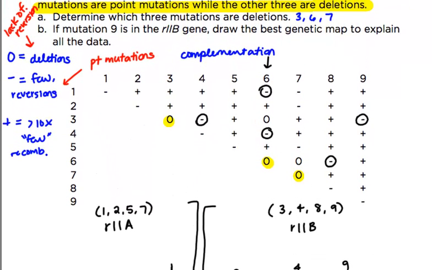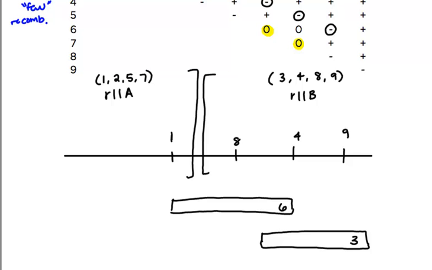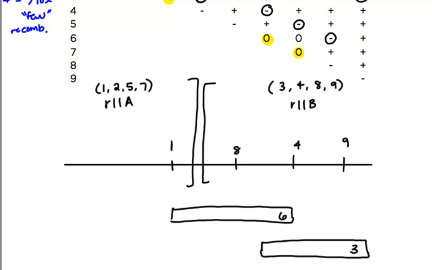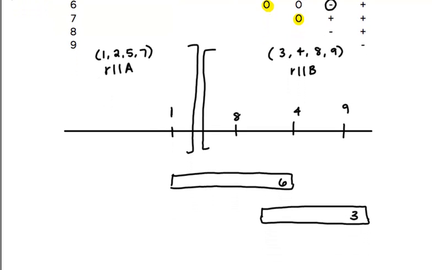Now let's look at deletion 7. If you look down the column for 7, we see that it does not recombine with mutation 1, mutation 2, or mutation 5. So we know it's 1, 2, 5, right? 1, 2, 5. So if this is 1 on the right side of R2a, we know that 7 is going to overlap for 1. And it's also going to overlap for 2 and 5.